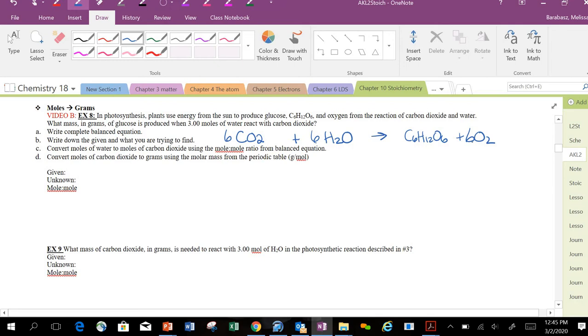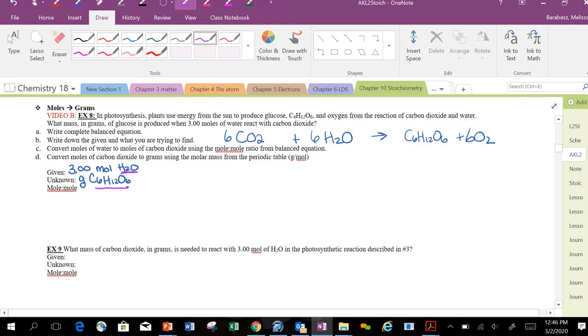So it's asking us what mass in grams of glucose is produced if we put in 3 moles of water. So our given here is going to be the 3.00 moles of water. And our unknown is going to be the mass in grams, so we're going to do grams of glucose, which is the C6H12O6. So you'll notice that we're switching substances, or we're comparing substances. We're comparing water to glucose.